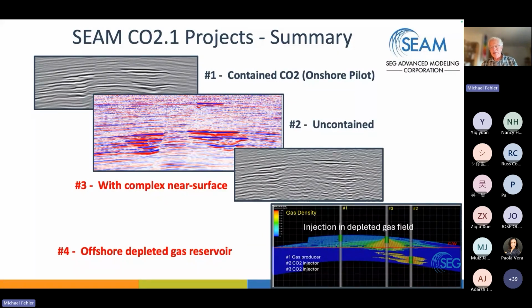Another one is where it's not contained. The fluid migrates up a fault into a reservoir immediately above the shale cap rock and then into a shallow reservoir at 500 meters depth. So I'll show you, we'll talk a little bit about those two scenarios.